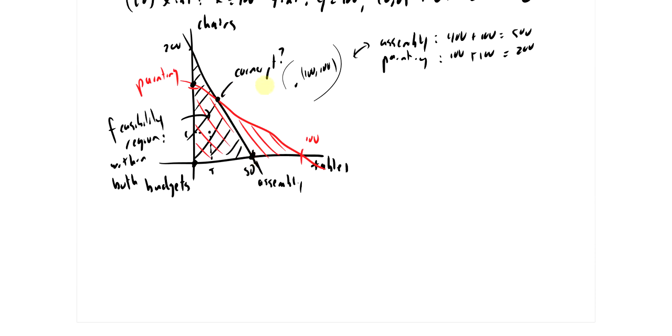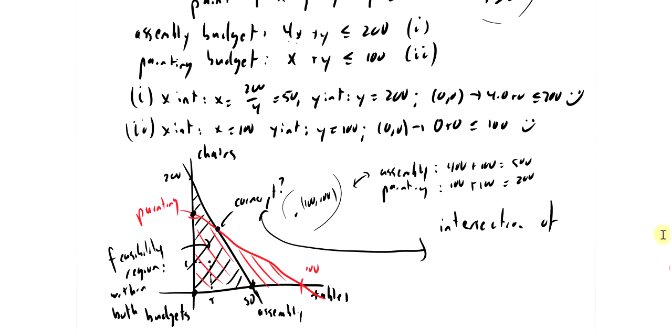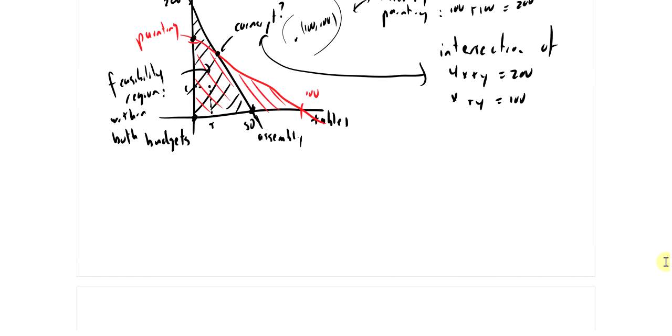This is the intersection. So that corner point is the intersection of my two lines. And what are my two lines? 4x plus y equals 200. x plus y equals 100. Not too hard to find the intersection point. We can just subtract the bottom from the top, the second equation from the first.